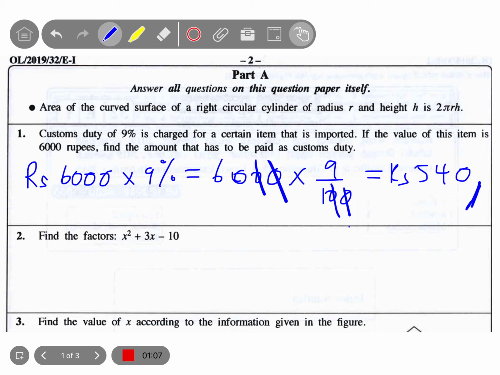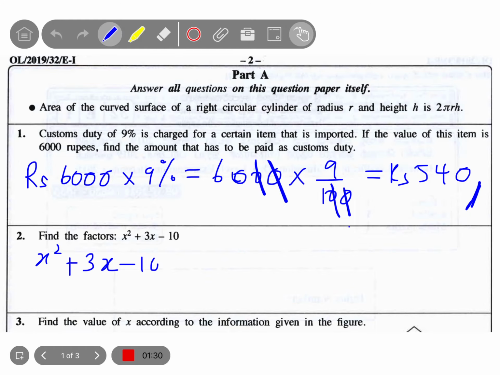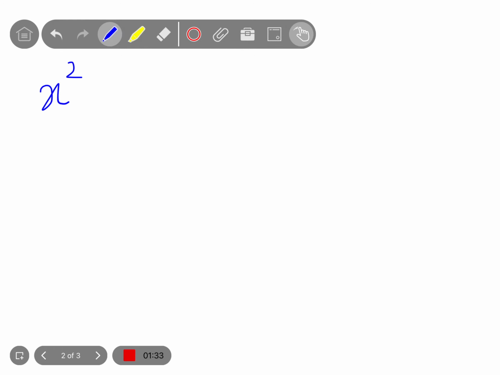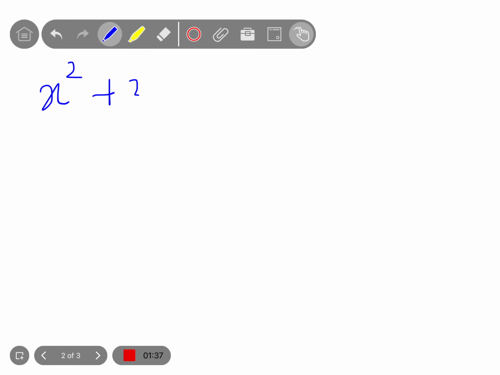Find the factors of x square plus 3x minus 10. This is a quadratic expression. So it's x square plus 3x minus 10. We can use a rough work page as well, so I'm going to use the rough work page for this. So x square plus 3x minus 10, right?